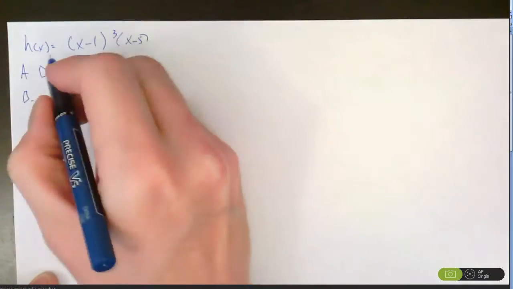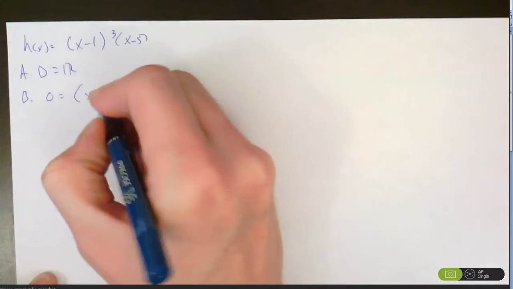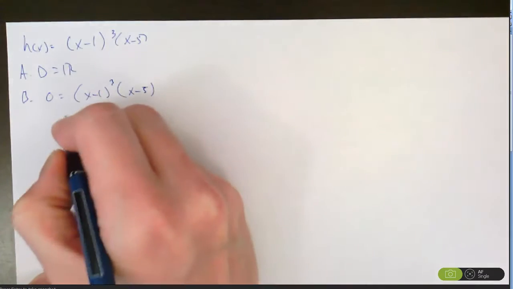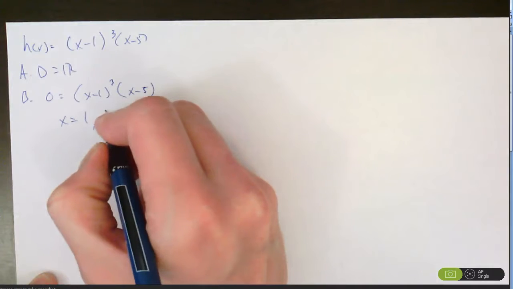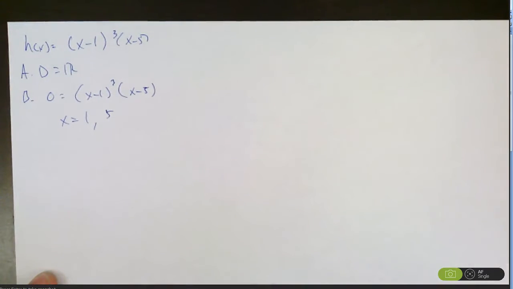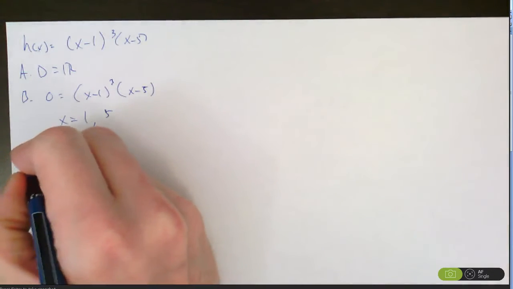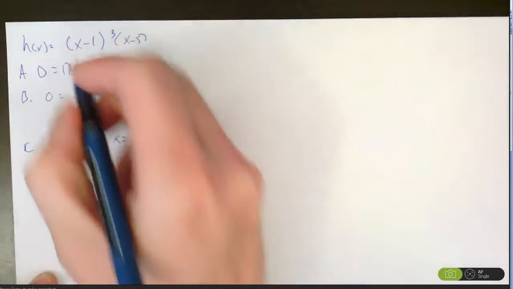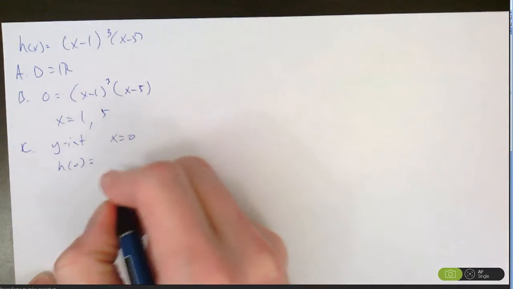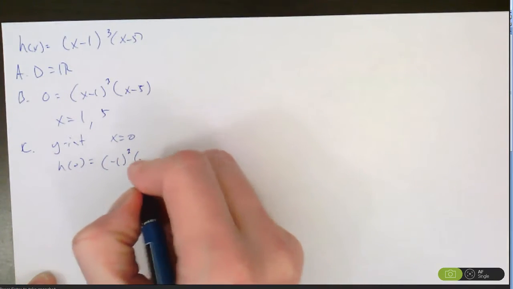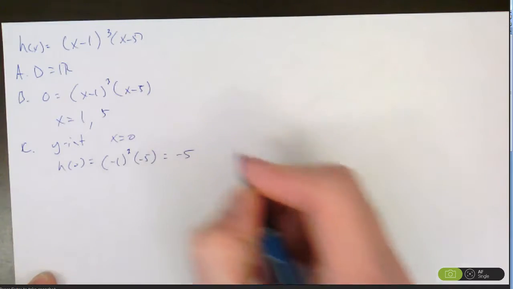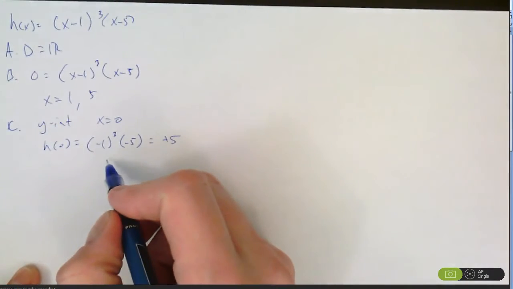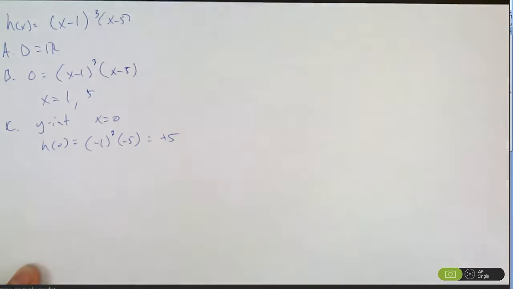The zeros: set this equal to 0. It's already factored for us, so our two zeros are going to be at x equals 1 and 5. Y-intercept, that's when x equals 0, so plug 0 in for x. You get (negative 1) cubed times negative 5. That's going to be positive 5, because negative 1 cubed is negative 1, times negative 5 is positive 5.